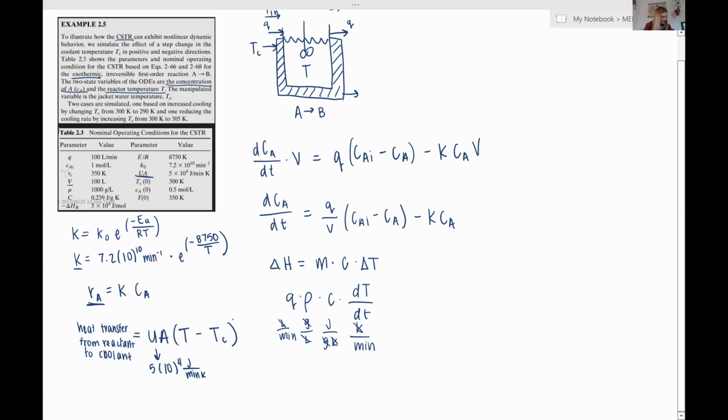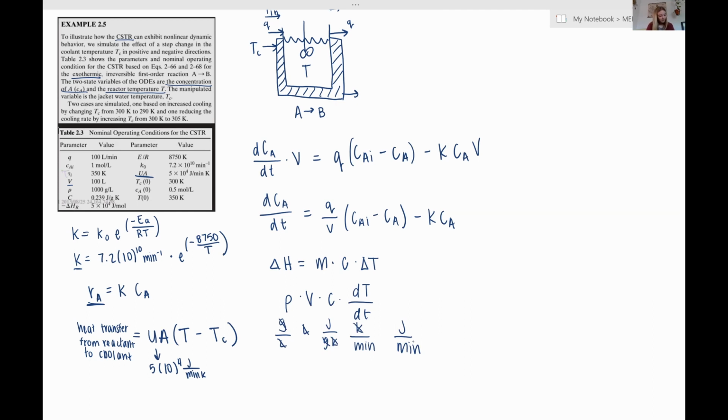I'm sorry, I made a mistake. This should not be Q, it should be rho, because density times volume equals mass. My mistake. So we'll have grams per liter times our liters. So then liters cancel and grams cancel, and we're left with joules per minute. And that's exactly why you check units, to make sure you don't make any mistakes like I just did.